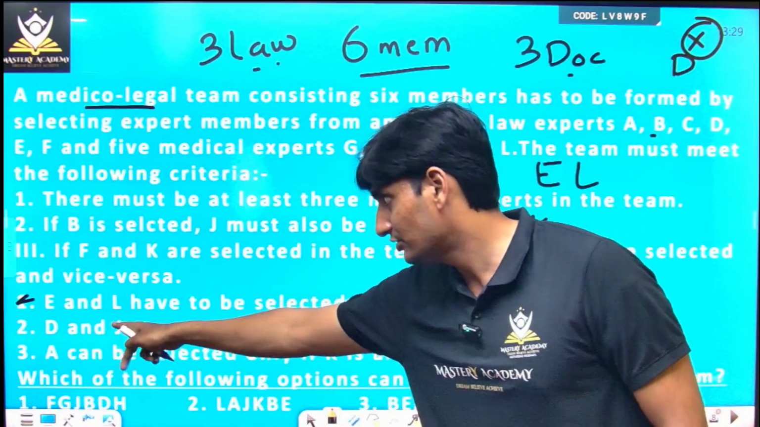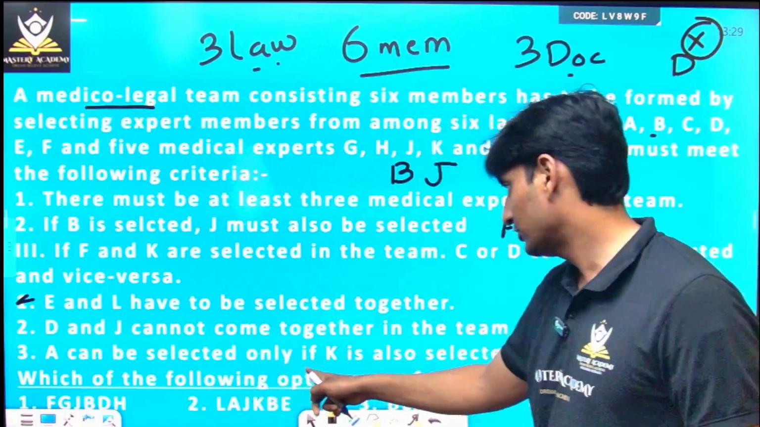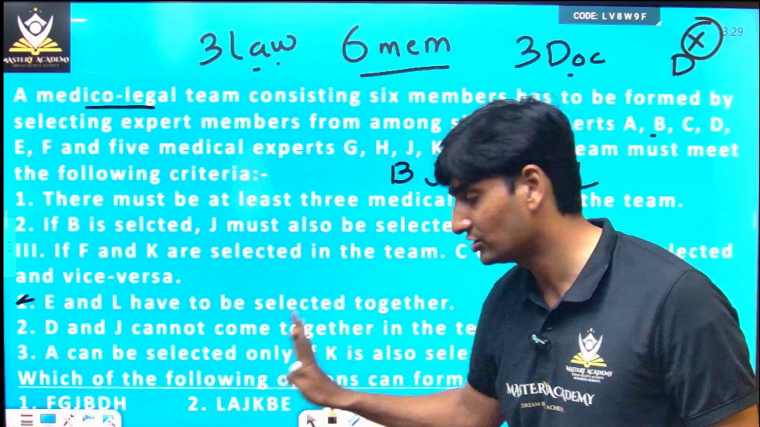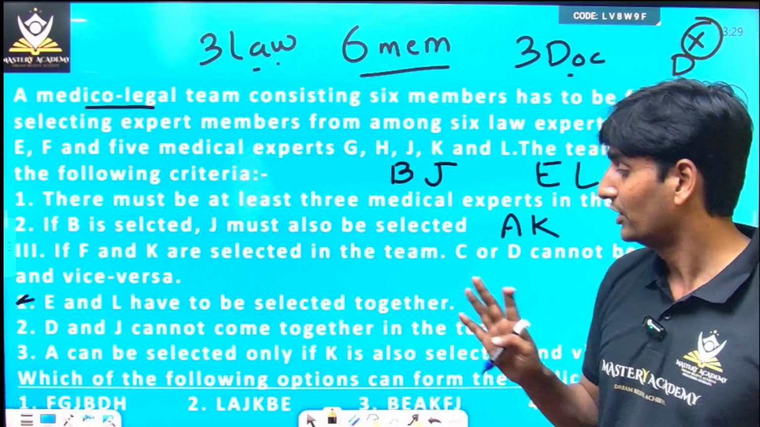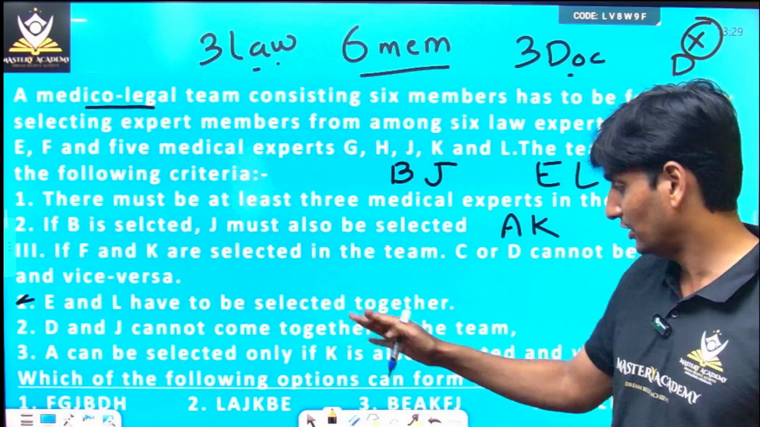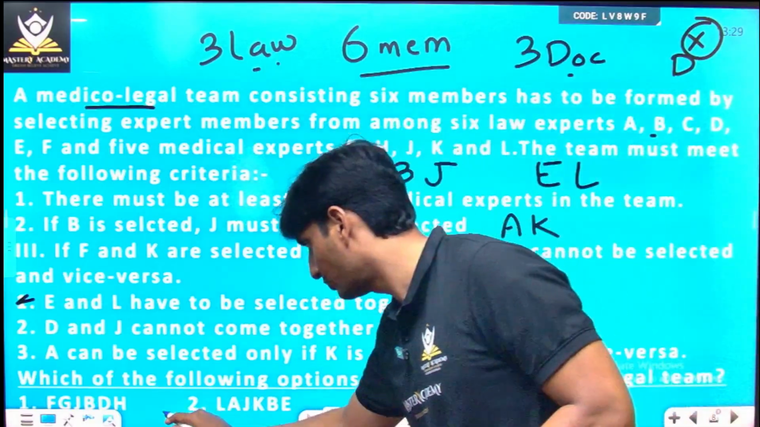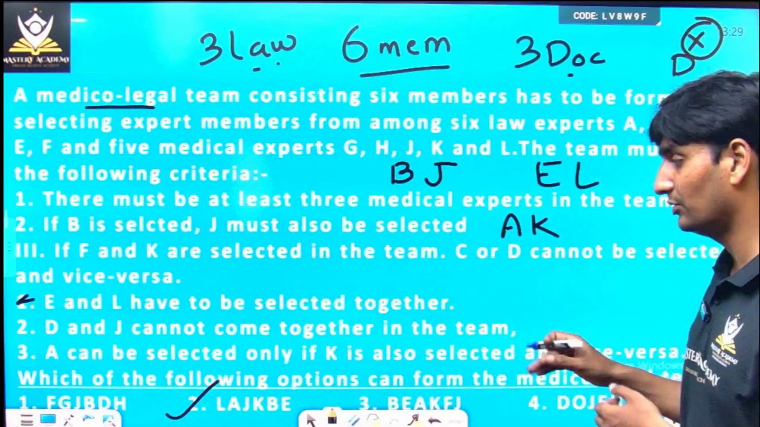And fourth, D and J, this condition is also satisfied. Then A can be selected only if K, that condition too is also satisfied, and three lawyers and three doctors, that condition too is also satisfied. So definitely you won't have to look any further, and you can directly say option number 2, LAJKBA, is going to be your answer.